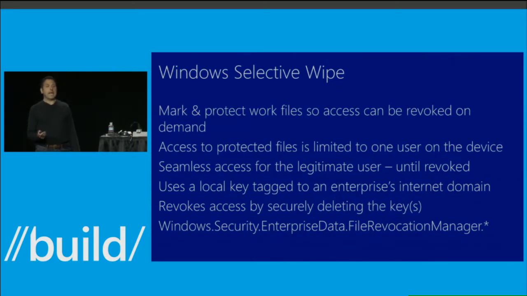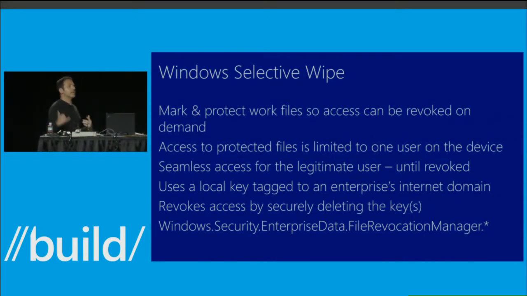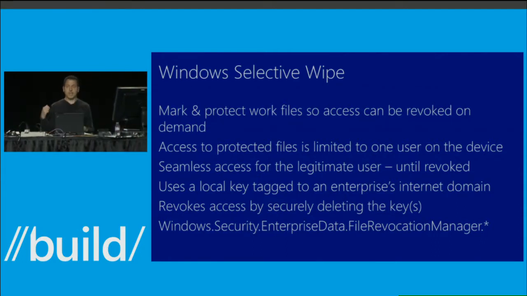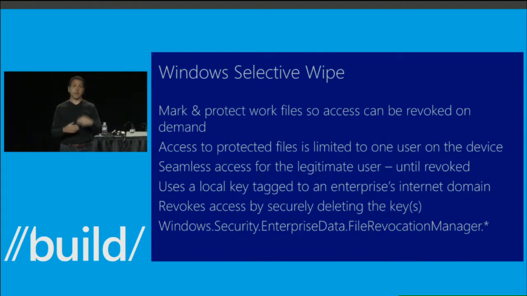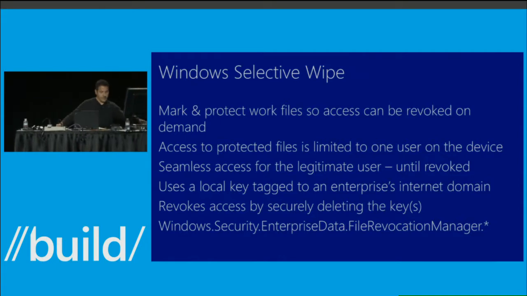You've got a local key tagged to the enterprise's internet domain, and there are two ways that this can happen. One is automatically. When you join the workplace, apps have the ability to protect files. If you unjoin the workplace, then that key is revoked and you can't access files. But what you can also do programmatically is protect and revoke. So in a line of business app that you build, you might want to protect certain data. You're writing out files on the hard drive, you want to protect those. And so let's see an example of how to do that programmatically.